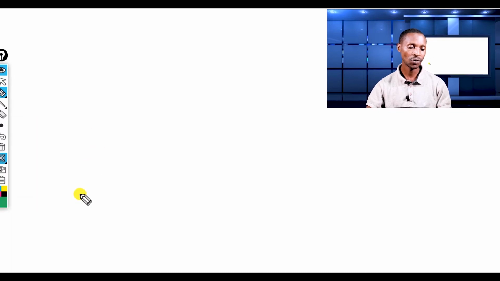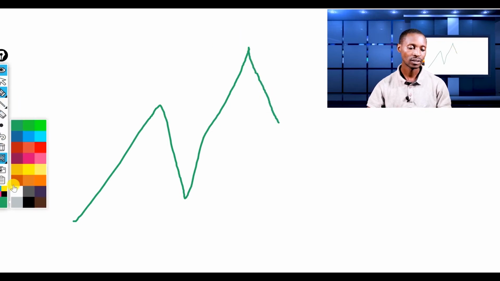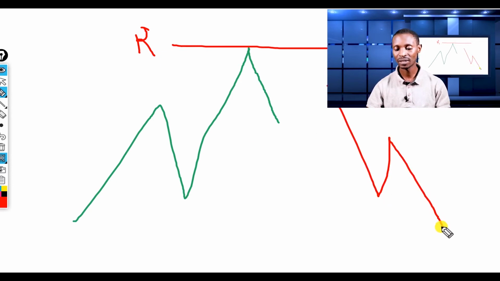Let's say we have a market which is pushing higher like this, and then the market failed to continue higher and bounced below here. This level where the price has failed to continue higher is what we call the resistance. And for the case of a downtrend, let's say we have a market which is trending down, and at this price where it failed to continue lower and bounced back, it is what we call support.